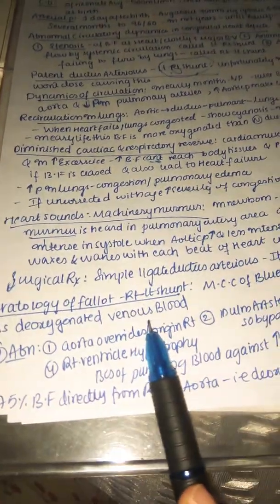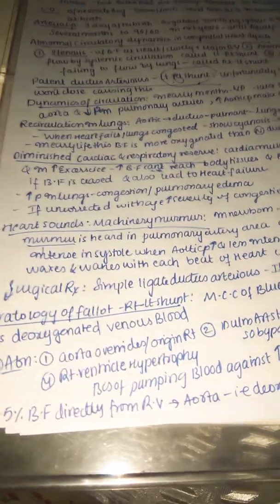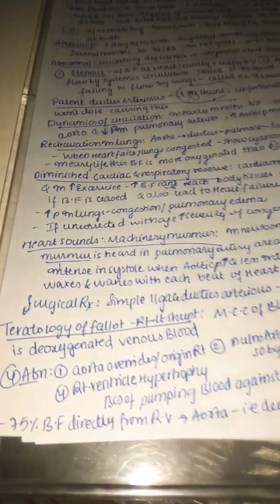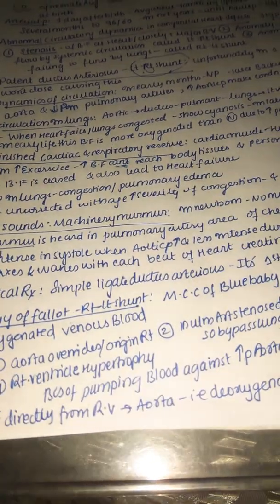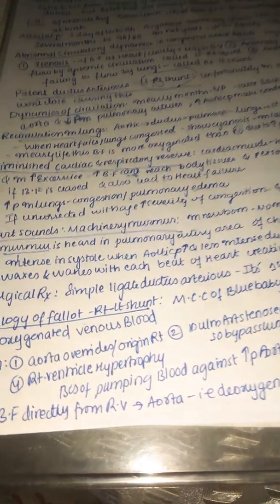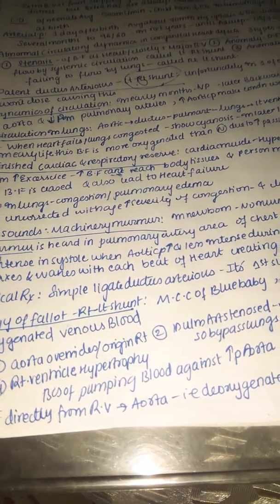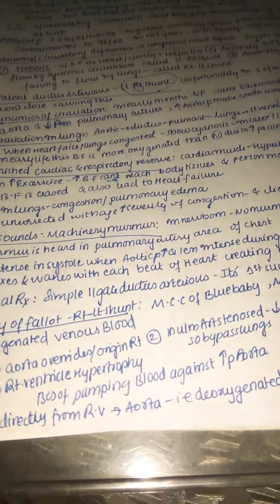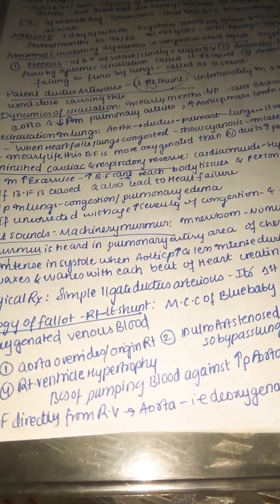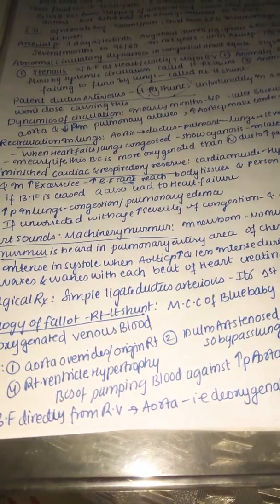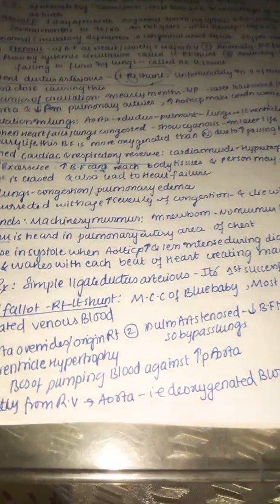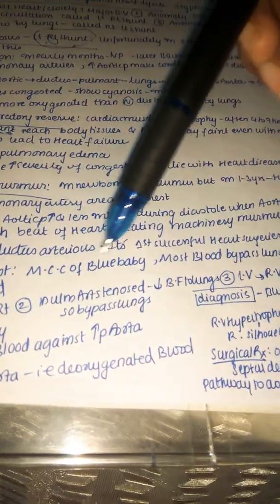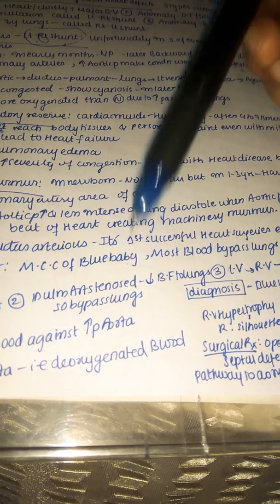Next, let us see the tetralogy of Fallot. So actually, what is tetralogy? Tetralogy, you can see, has four main components. In this Fallot, the blood shunts from the right side to the left side, mainly by means of a ventricular septal defect. Because of this, the blood may not reach the lungs, and the blood may remain always deoxygenated. It is the most common cause of blue baby, because blue baby means cyanosis.